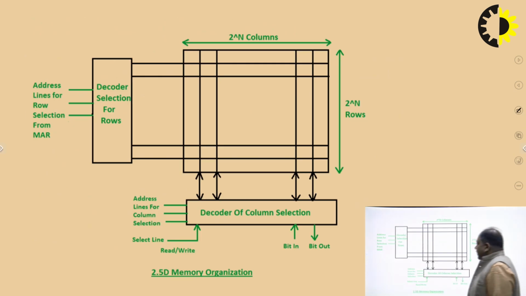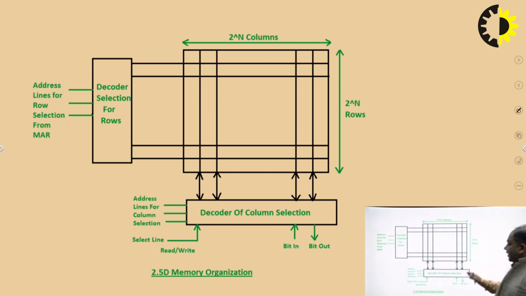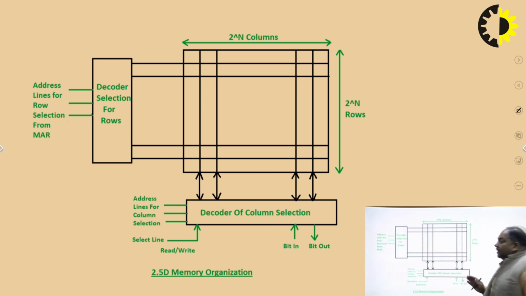So you can see in this structure that there are two decoders, one for selection of rows and the other for selection of columns. The bit in and the bit out are dependent on the column decoder, and the address register or the address lines are dependent on the row decoder. So the row decoder represents the address lines and the column decoder represents the input and output.